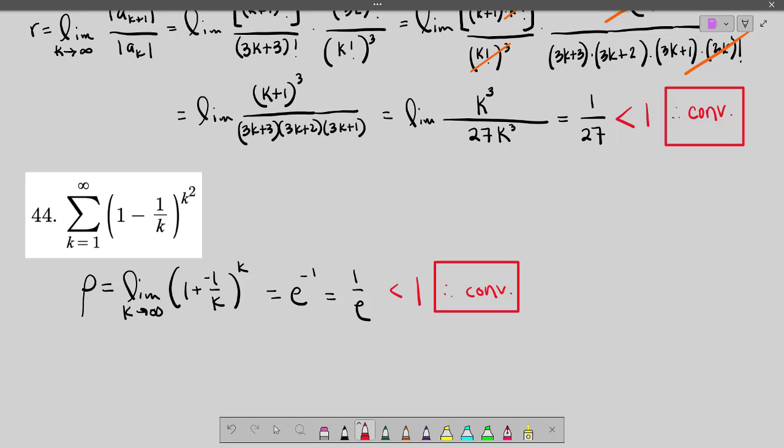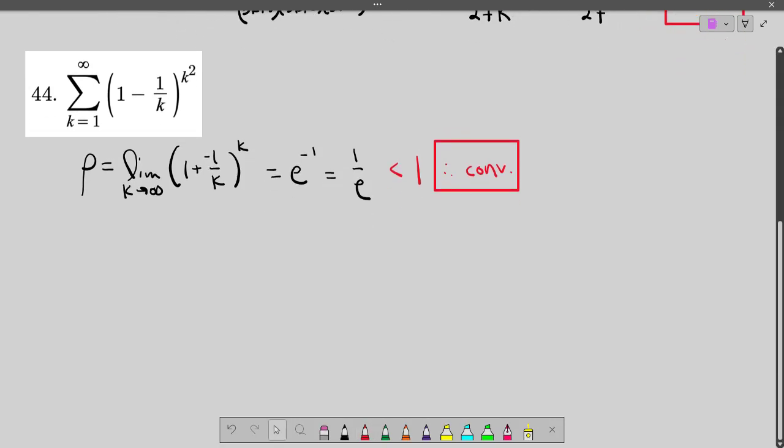So as long as you remember that rule, 1 plus a over k to the bk will go to e to the ab. Then we'll get convergent.